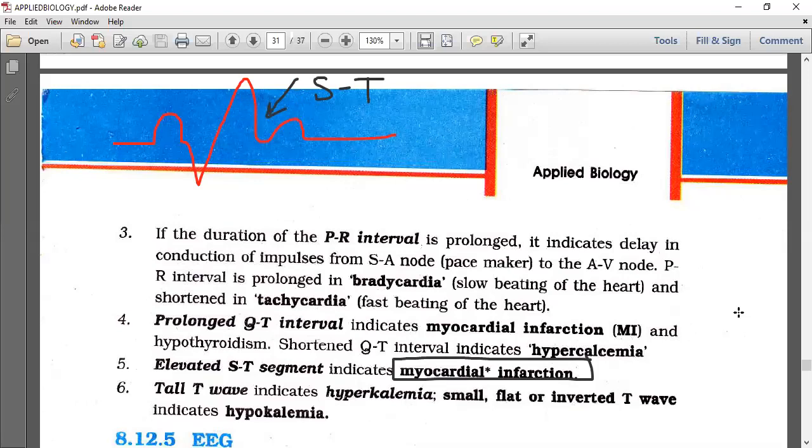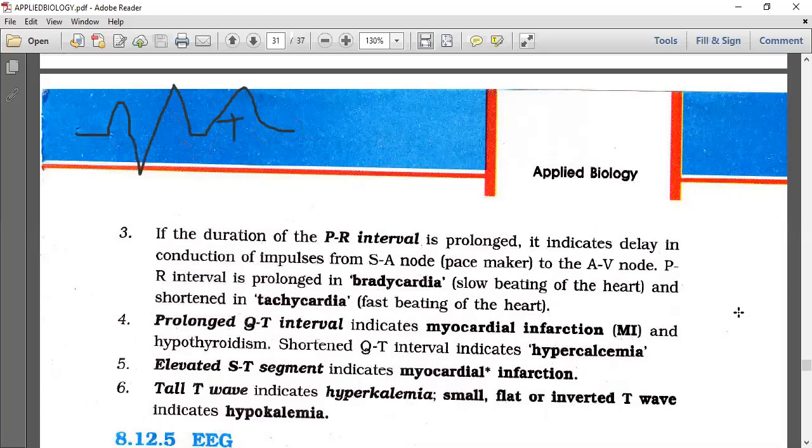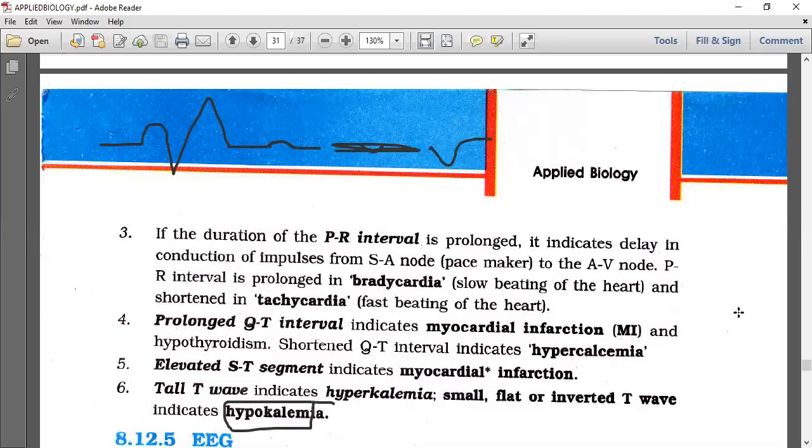Okay. Next, a tall T wave. If the T wave is tall, this is the ECG, it indicates hyperkalemia. If the T wave is small, this is the PQRS complex, and the T wave is very small, flat or inverted. I just drew the small or flat one, straight, and then the inverted one. A small, flat or inverted T wave indicates hypokalemia.